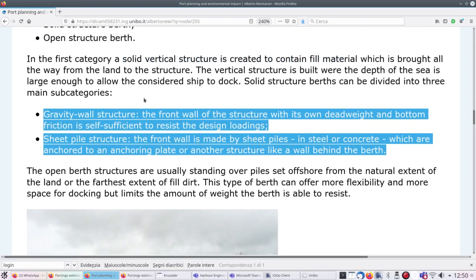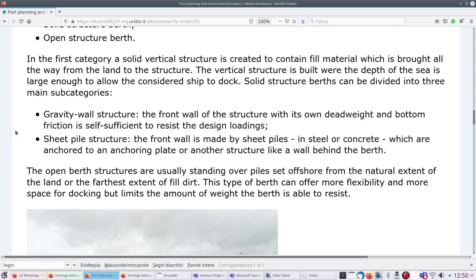We may divide between gravity wall structure and sheet pile. We already discussed what sheet pile is. The sheet pile structure may be put in place by using concrete. In this case, you have first to drill an excavation and then put the concrete inside to create a sheet. And you can put iron in it in order to also increase its resistance.